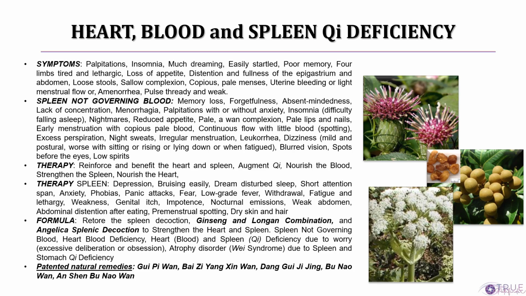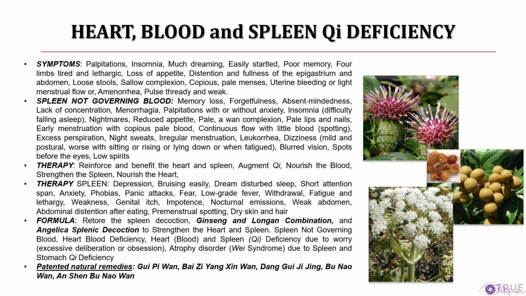When the spleen is not governing the blood properly, you also notice memory loss, forgetfulness, absent-mindedness, a lack of concentration, menorrhagia, palpitations with or without anxiety, insomnia, also difficulties falling asleep, nightmares, a reduced appetite, a pale and wan complexion, pale lips and nails, early menstruation with copious pale blood, a continuous flow with little blood, excess perspiration, night sweats, irregular menstruation, leukorrhea, dizziness, blurred vision, spots in the eyes, and low spirits.